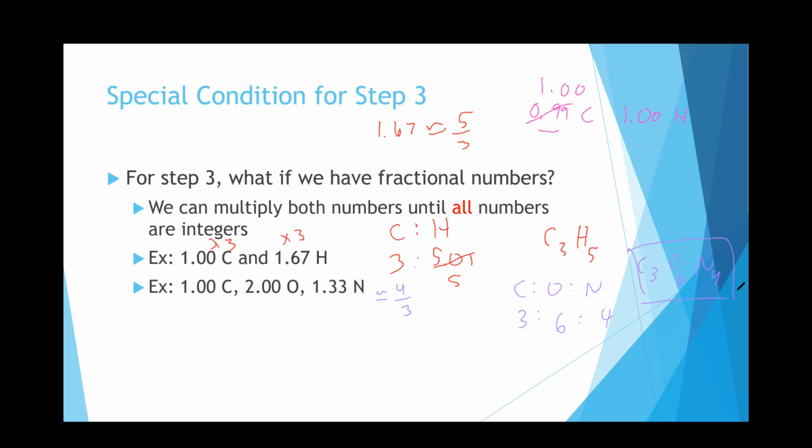We do not do C1O2 and 1.33 since we cannot have these fractional atoms. What does it mean if you have 1.33 of a nitrogen atom? We don't know, so we have to use whole numbers.